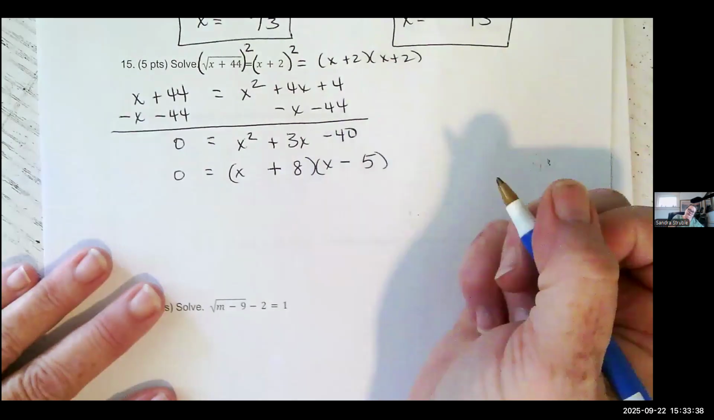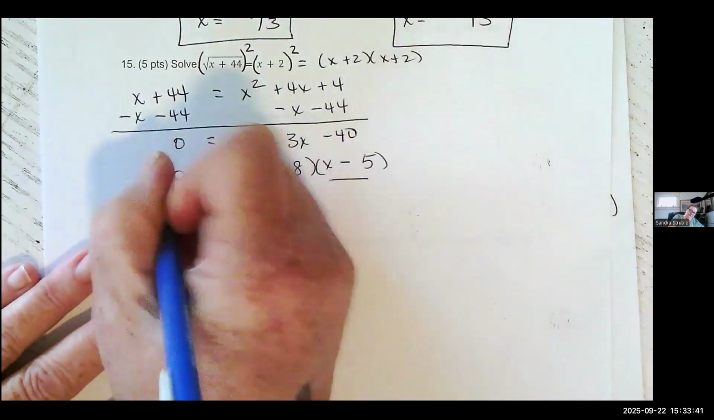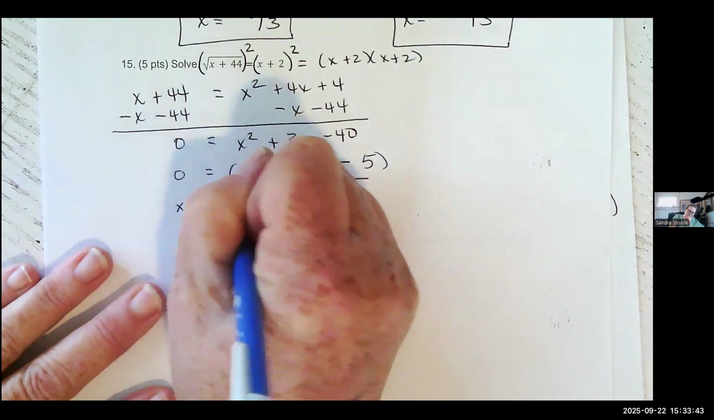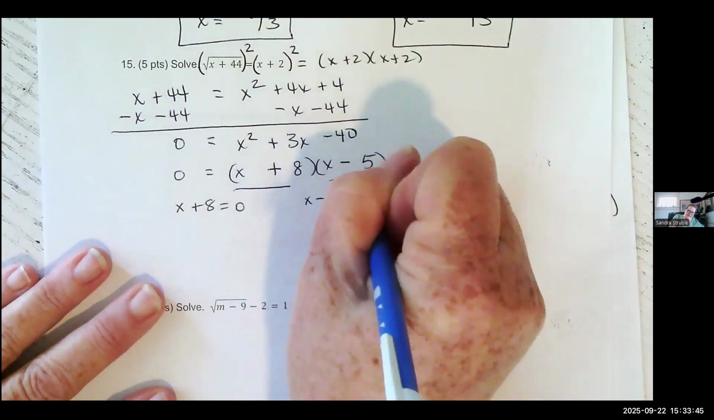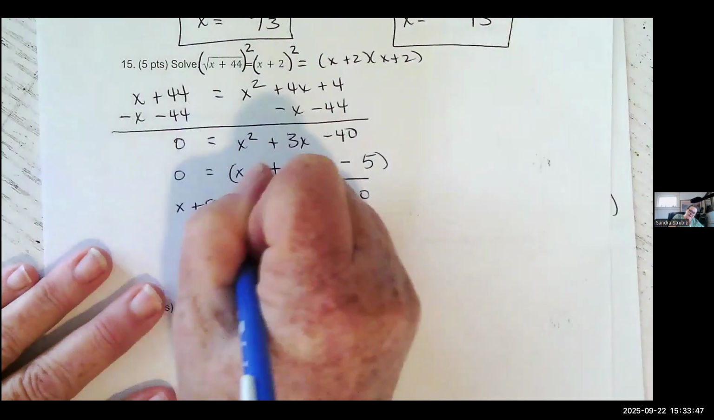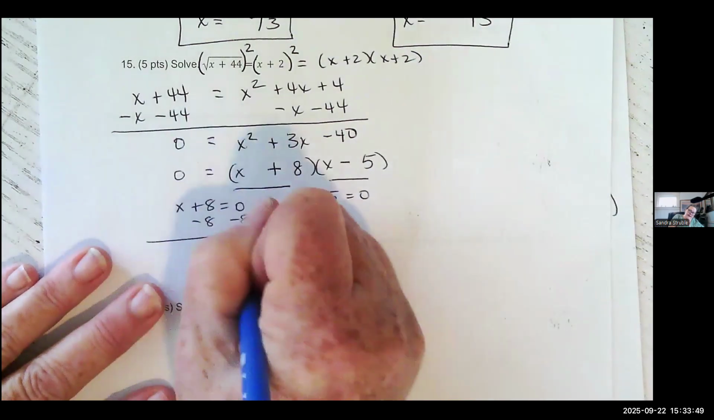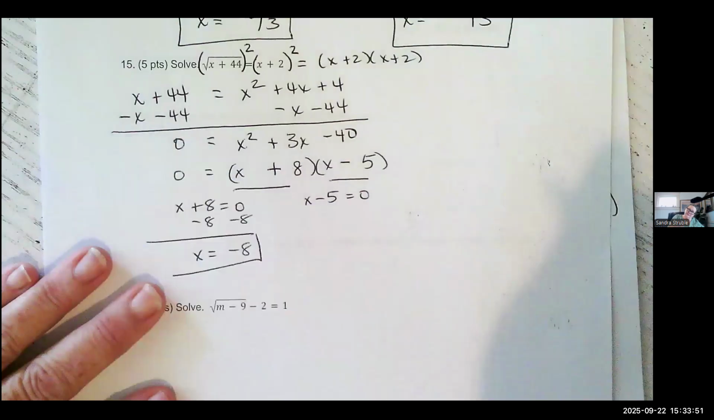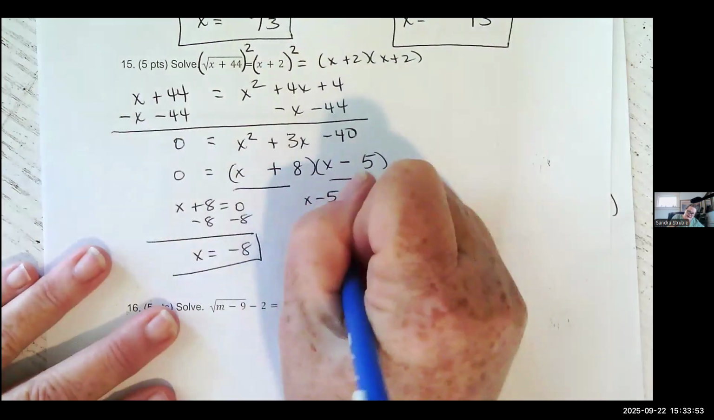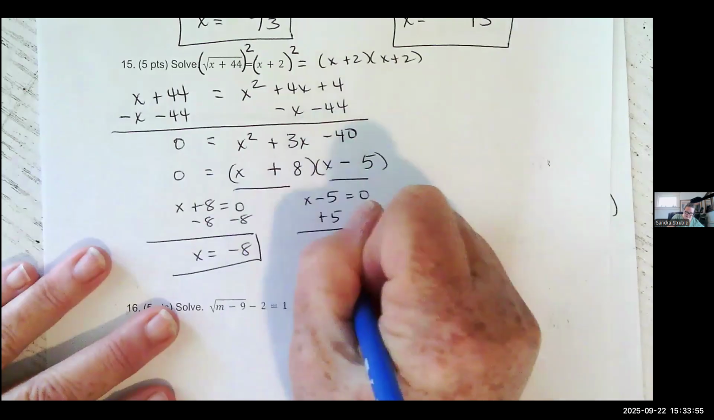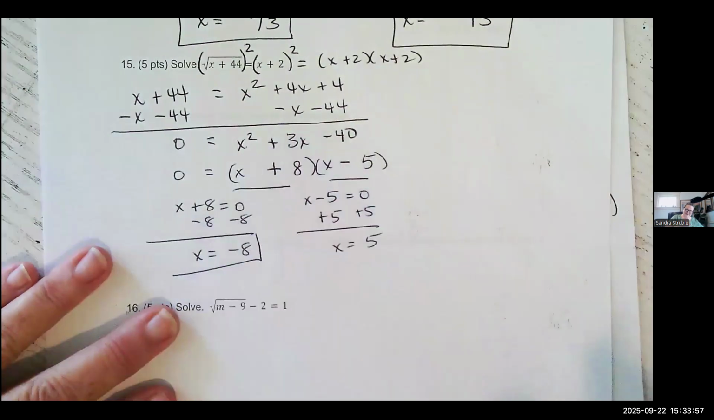Now I just set each of these binomials equal to 0 and solve for x. Subtract 8 from both sides. X is equal to negative 8. I better not put a line around it yet. And add 5 to both sides. X is equal to 5. I need to check both of these because it is a square root.